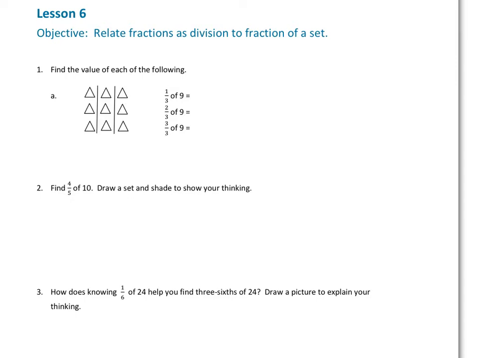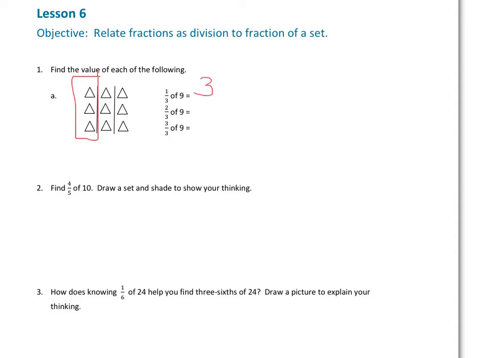Let's start by looking at 1/3 of 9. If you notice, there are 9 triangles drawn on the page, and they're split up into groups of 3 based on the lines drawn down. So, this right here that I'm now putting a box around would represent 1/3 of 9. 1/3 of 9, therefore, would be represented by 3.